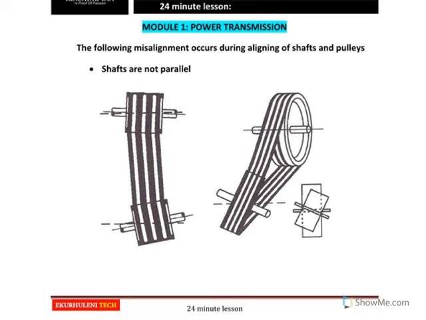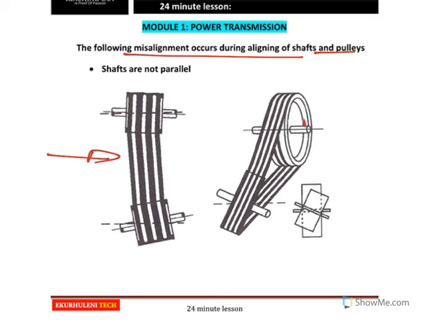Now, let us look at some misalignments that occur during the aligning of shafts and pulleys. By misalignment, we mean that where the belt is being installed, there is a misalignment in the way the pulley is running in the belt, to an extent that the belt is not running straight, but it is wobbling. The first misalignment is the one in which shafts are not parallel. So whenever they give a diagram like this, remember this diagram means that shafts are not parallel. That is the first misalignment.